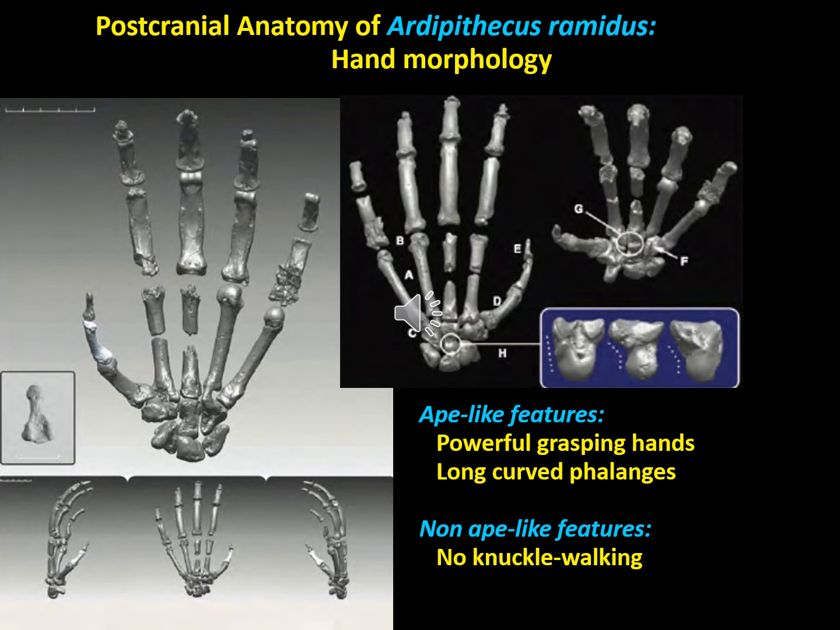There are interesting features on the hand, like the absence of the types of morphology that we recognize with knuckle walking. Apes, right? Gorillas, chimpanzees, bonobos, on the ground, they're knuckle walkers, where they have these protrusions on their knuckles that allow them to put some weight on the forelimb and propel themselves forward using the hind limb. And so there's no indication for that.